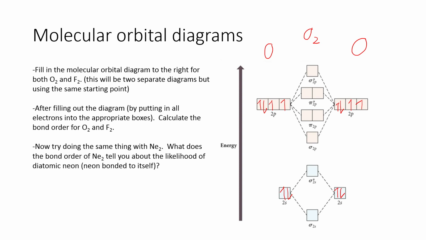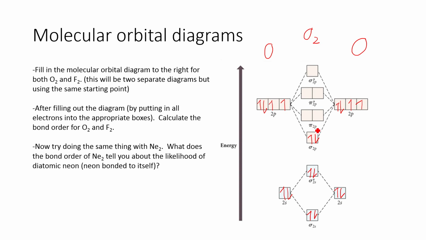And when we mix them together, we don't worry about where they're coming from. We just say, okay, we've got 12. And we're going to use the same filling rules we did for atoms. We're going to start at the lowest energy and go up. So here, we're going to start at the bottom and go 1, 2. Then we go to the sigma star 2s, 3, 4. Then we're going to add some more, 5, 6.